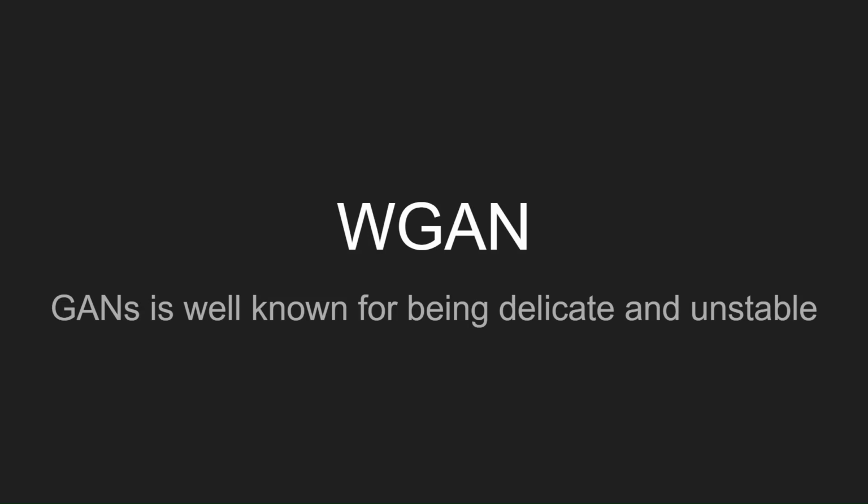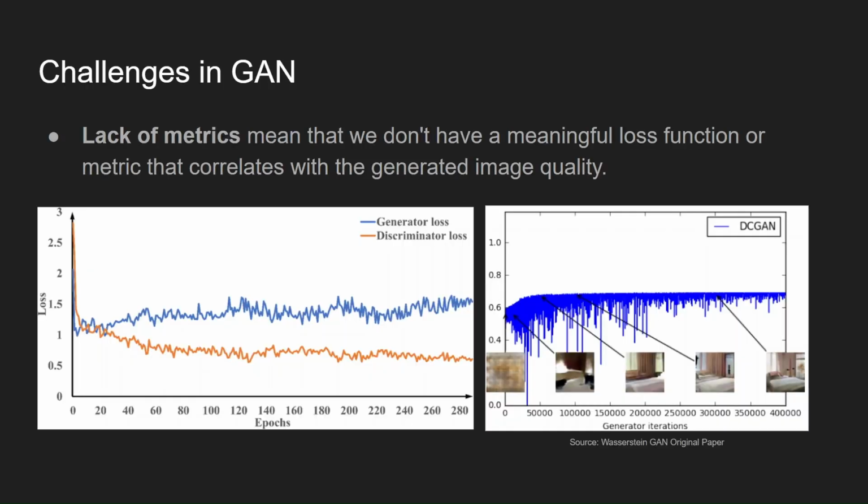Hi, in this video we are going to talk about WGANs, and the motto for WGAN is that the standard GAN is well known for being delicate and unstable. So let's see how this WGAN solves the problem of unstable learning and all the other challenges which regular GAN faces. First of all, let's see what the challenges are.